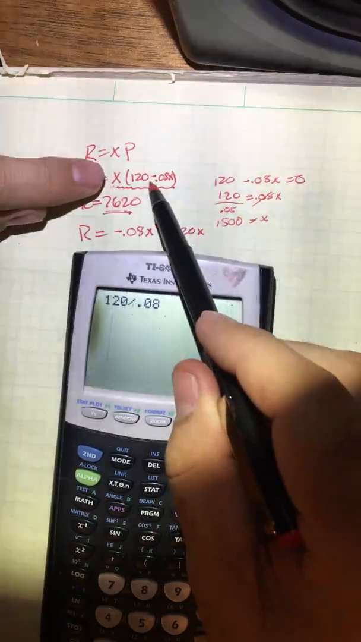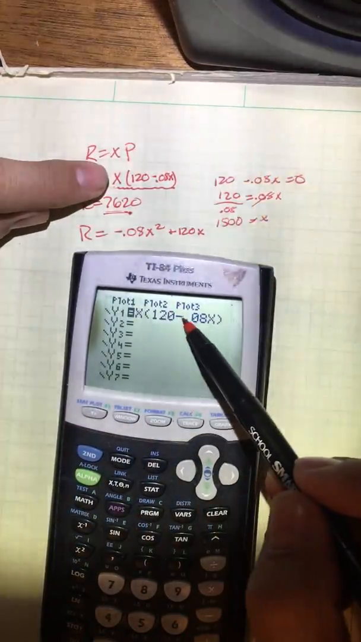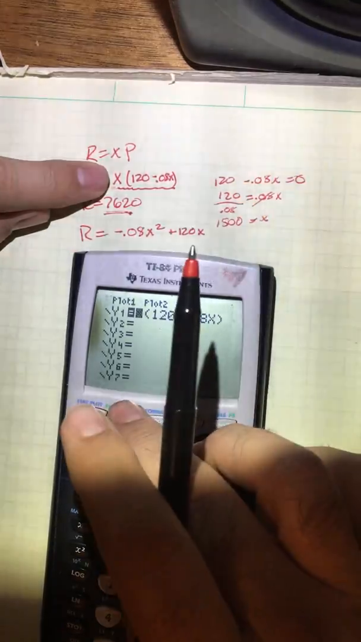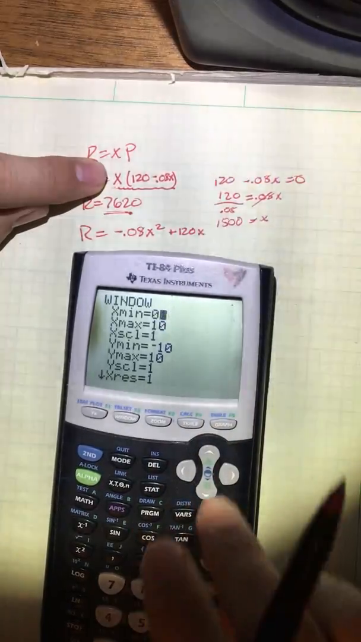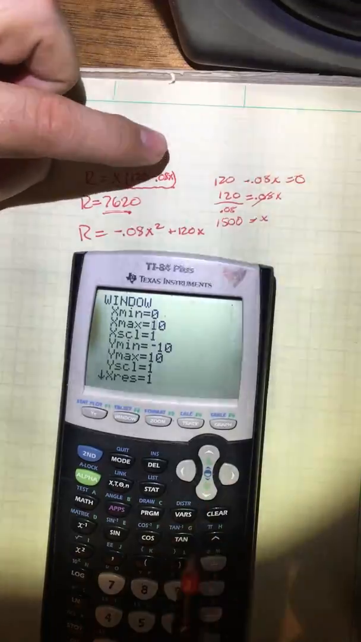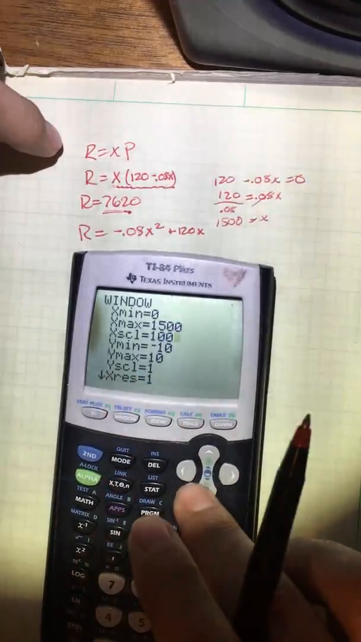So we're going to graph this equation. I'm going to go y equals x times 120 minus 0.08x. And I know my window has got to be set from the smallest x that I can make, 0, to the largest x that I can make and still make a revenue, 1,500. And my x scale I'll just set to be 100s.